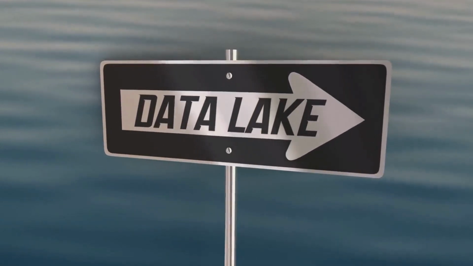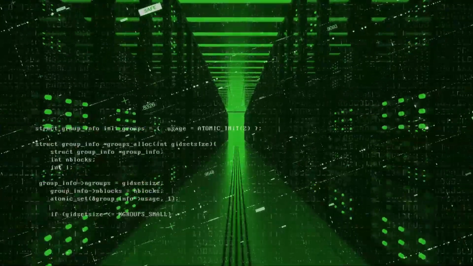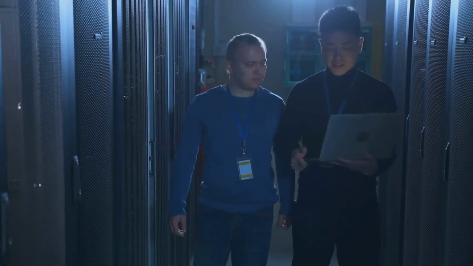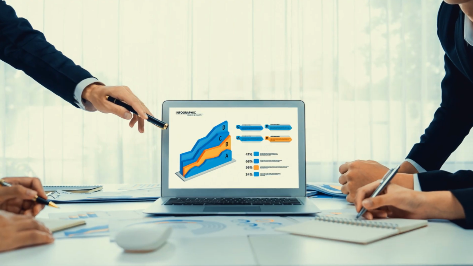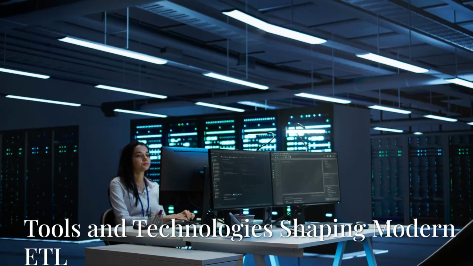Finally, the load step involves loading the transformed data. This data is loaded into data warehouses or data lakes. The choice of destination depends on the specific use case. Efficient loading ensures data accessibility for analysis and other downstream processes.